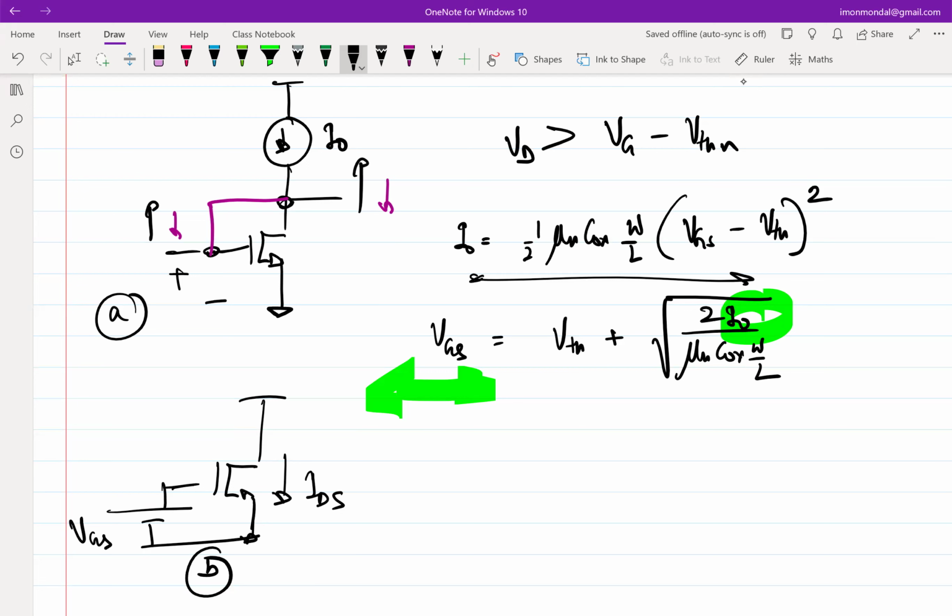How much is the VGS going to change? By exactly the same amount by which the threshold voltage changed. So if threshold voltage goes to VTH plus delta VTH, the VGS will also increase by the same amount. So whatever you would have done in the lab, you would have observed the output voltage and tweaked the threshold, tweaked the VGS. That's what this circuit is doing automatically.